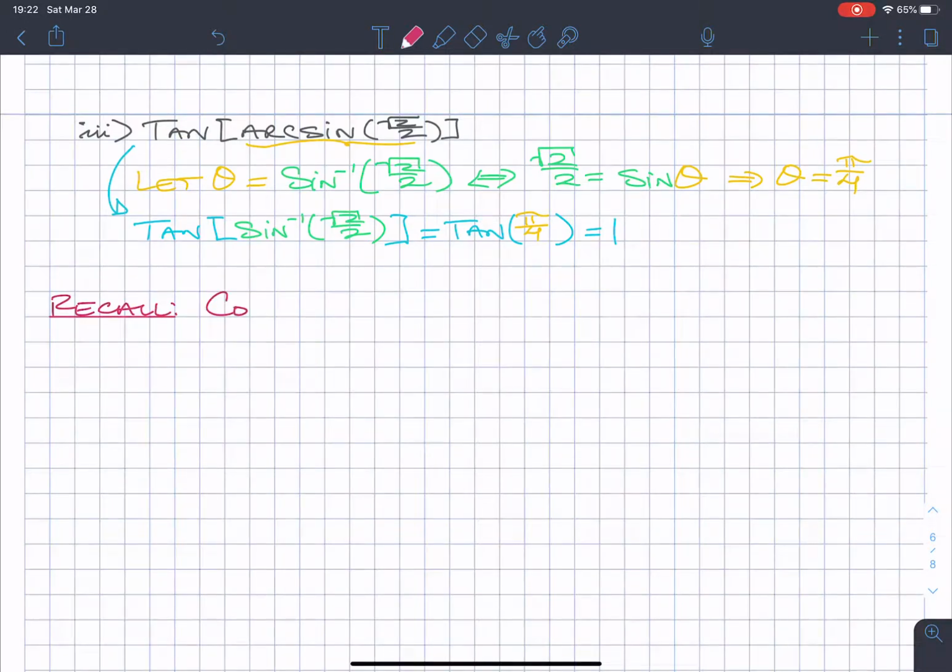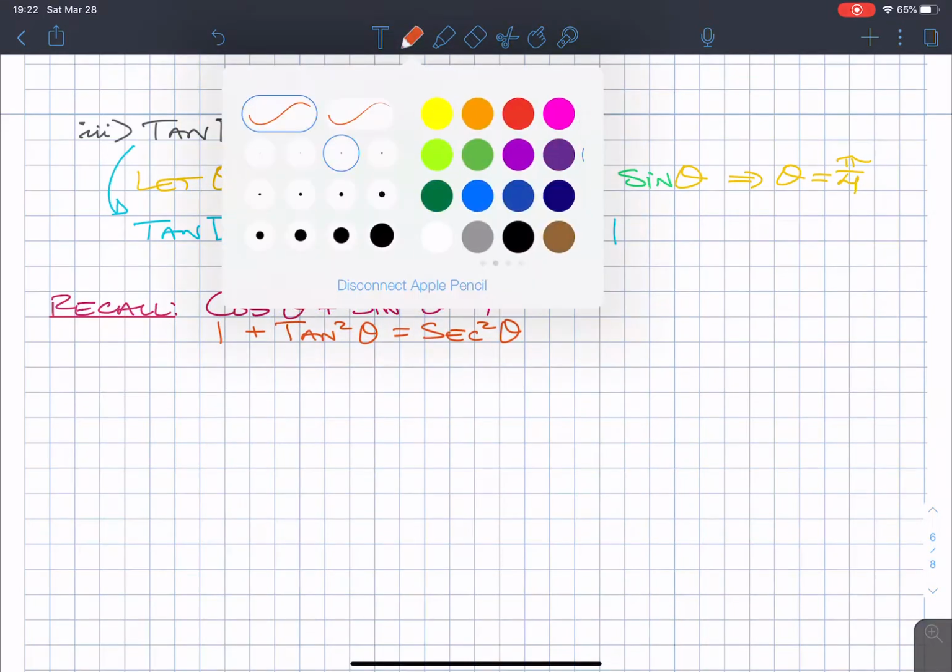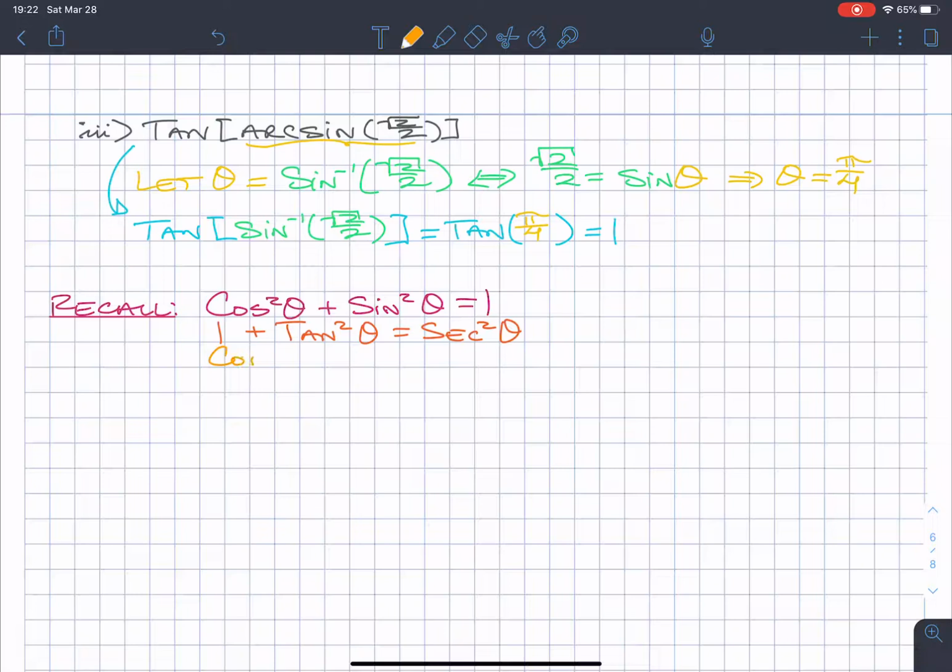Let's recall that cosine squared theta plus sine squared theta is equal to 1. That's my main Pythagorean identity. So of course the next one, dividing by cosine squared, would be 1 plus tangent squared theta is equal to secant squared theta. So I believe I can move this up and save myself some room. Or I could divide the first equation through by sine squared to get cotangent squared theta plus 1 is equal to cosecant squared theta. These are the main Pythagorean identities.